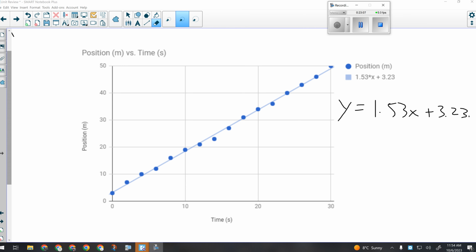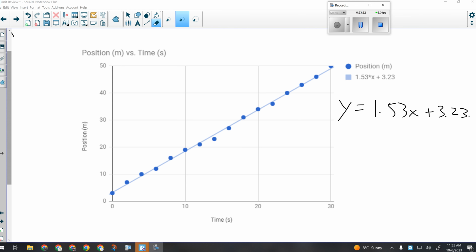Okay, so let's say I give you a position versus time graph that looks like this. Here's some things I might ask from that graph. What's the velocity of this object? 1.53 meters per second. Positive, forward, something, yeah. Okay, that I would ask.